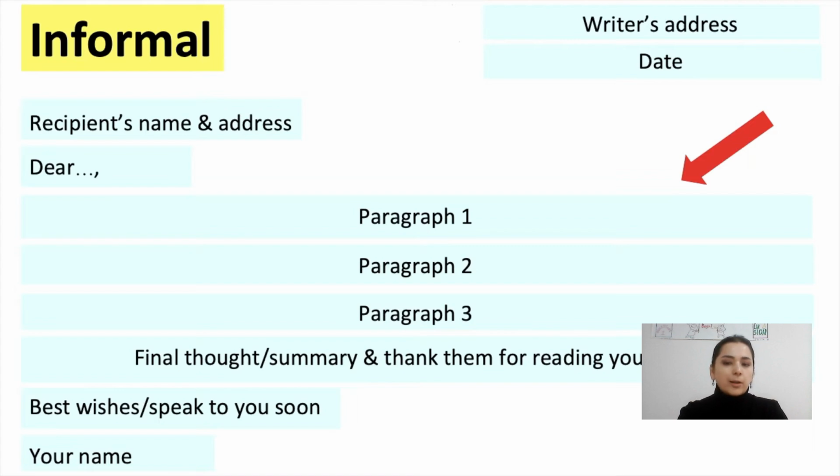To finish off, we write a closing sentence. Then this can be a final thought or summary of the point that you made. That is also a way you would outline the next steps or any requests. For example, if you're planning to meet your friend or you have requested for them to do something. If there is no further steps to take, then you can just end by thanking them for reading the letter. Finally, we end off with an informal ending and then your name.